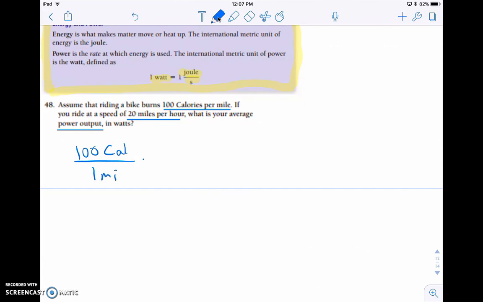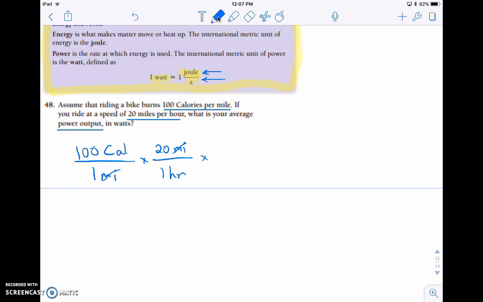The next thing is we knew that we were going 20 miles per hour. Now notice that the miles will cancel here, and we are now calories per hour, or in other words, we are units of energy over units of time, which is now power. But to go to watts, we've got to get joules per second. So we've got to convert calories to joules and hours to seconds. I think the most simple one first would be to go from hours to seconds.